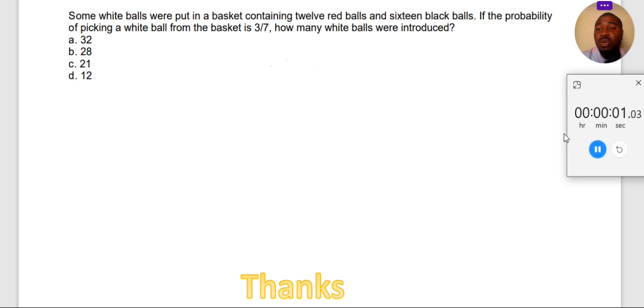Good. Now, some white balls actually we have put in a basket containing 12 red balls and 16 black balls. Now, if the probability of picking a white ball is 3/7, how many white balls were there?